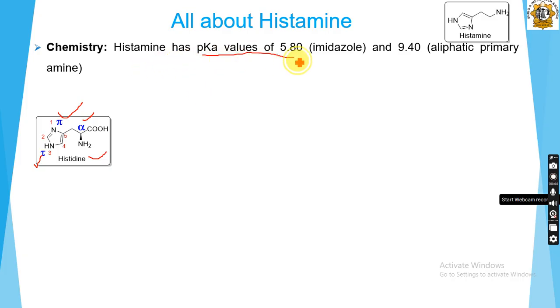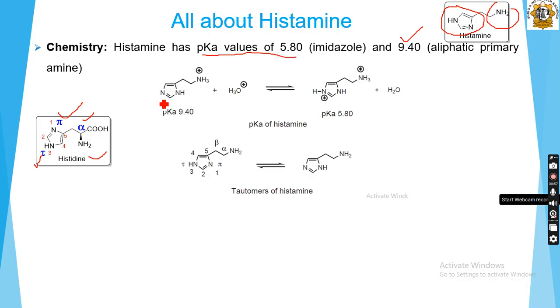Histamine has a pKa value of 5.80 for the imidazole. This is imidazole. This is the ethylamine, the aliphatic chain, with a pKa of 9.4. So at physiological pH it remains something like this. This is more or less protonated at pKa 9.4, and the imidazole sometimes gets protonated, as we discussed last time with how acetylcholinesterase works, if you remember it.